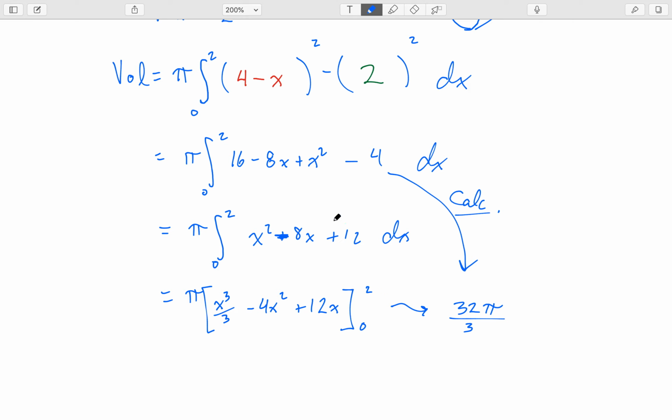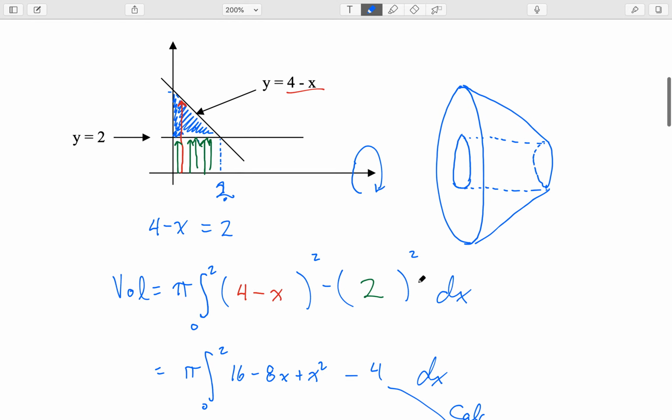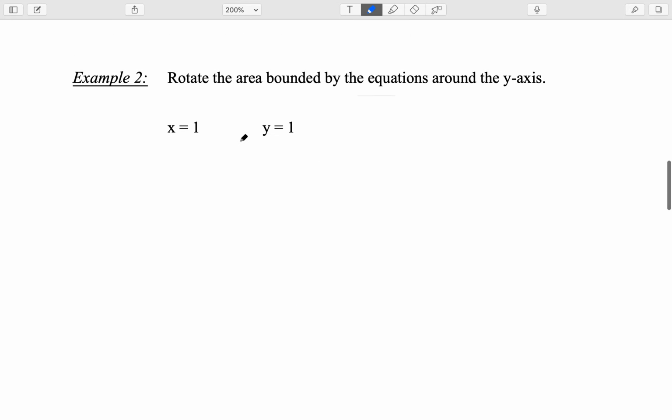I know how to do the power rule, right? But there it is. Okay, so that's going to be the area of that one. Or no, not the area, the volume. Okay, one more. Let's try this one.